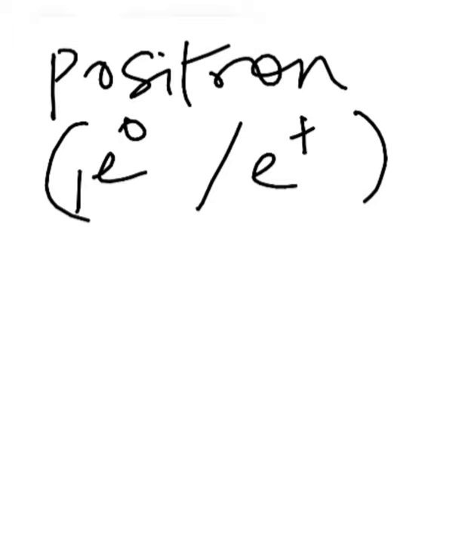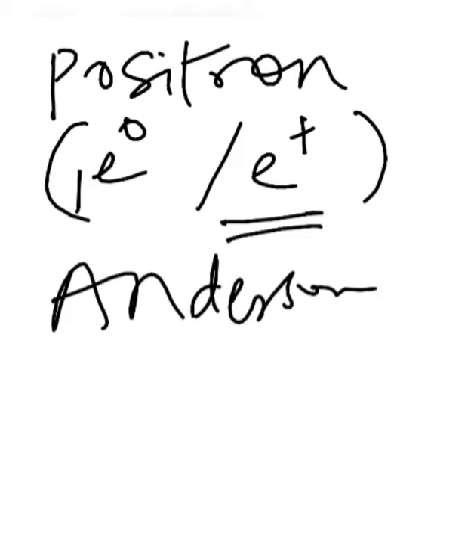Of this, we can consider some, like positron, specified as 1E0, or E plus. This is basically a positive electron, right? It was discovered by Anderson in the year 1932. Okay, so it is not a very old discovery. It is a positive counterpart of electron. As far as the mass of positron is concerned, it is the same as that of electron.